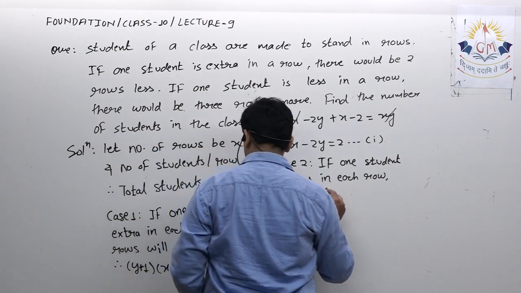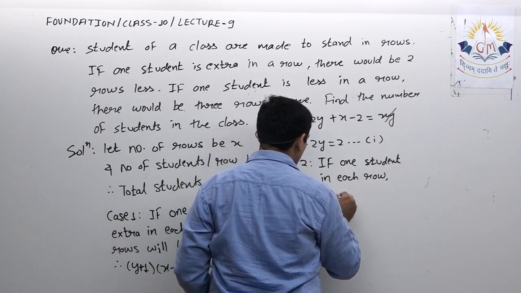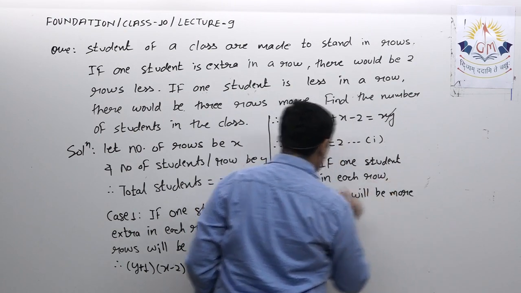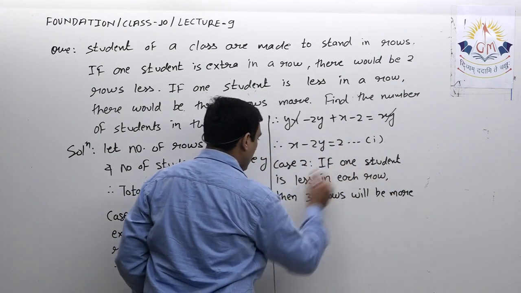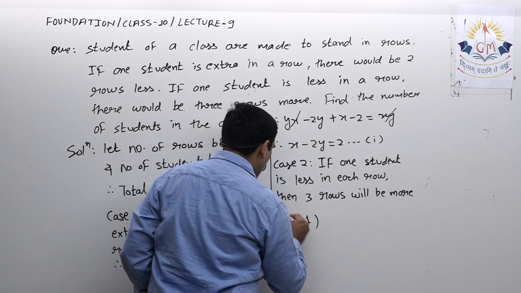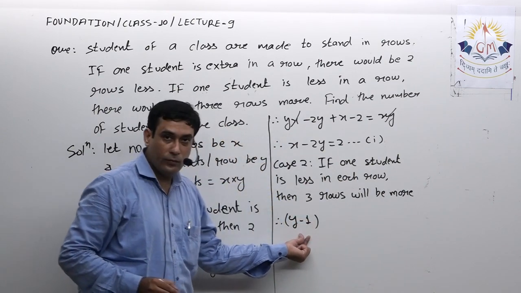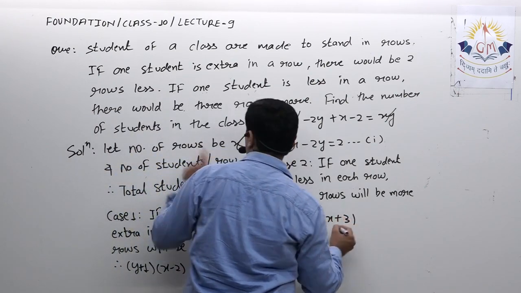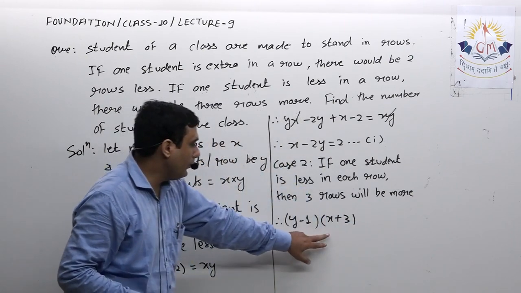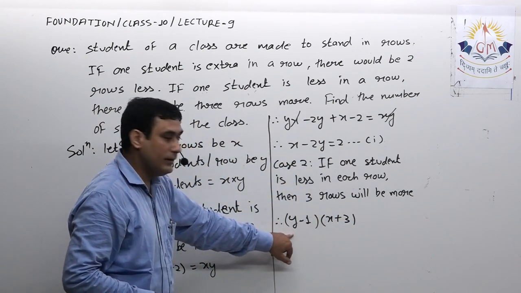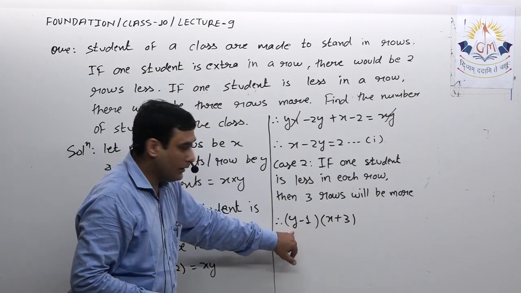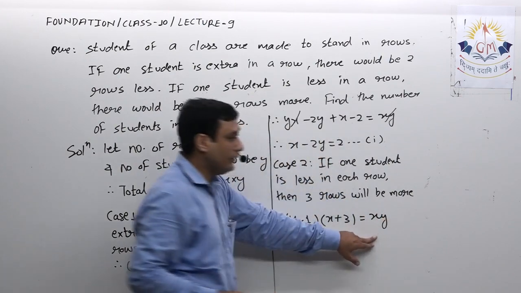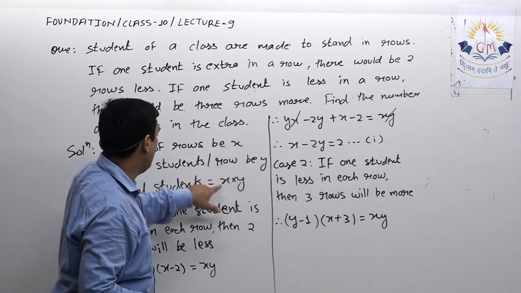3 rows will be more. Therefore, on taking out one student from each row, I'll be able to make 3 more rows. Initially rows were x, so now here rows will be x plus 3. Initially there were y students in each row, now there will be y minus 1 students in each row, but ultimately the number of students remains the same, that is xy.